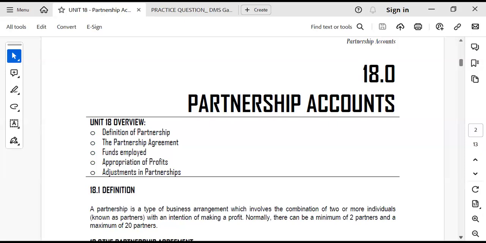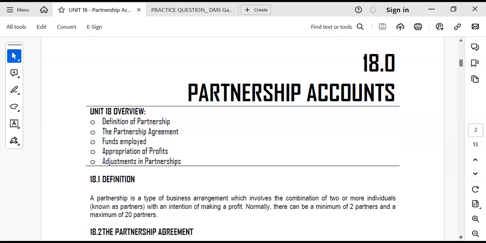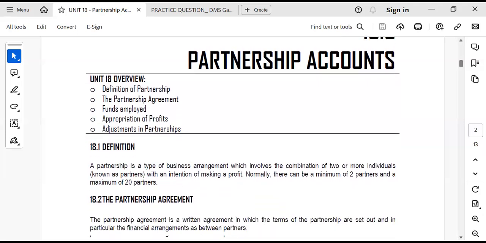Normally, there can be a minimum of 2 partners and a maximum of 20 partners. If you're in a relationship, yes, you've called your boyfriend or girlfriend a partner, but if you're not together with an intention of making a profit, then you're just in a normal relationship. But if you're together and you actually come together to make a profit, then you may be in a business. You never know. But if one of you is stealing from the other, that's not a partnership, that's just theft.